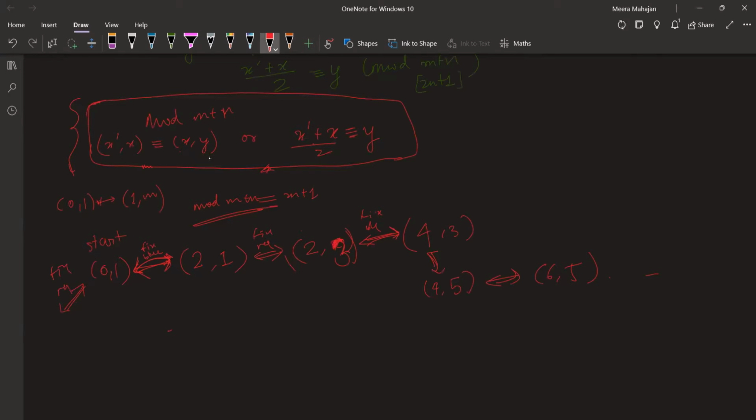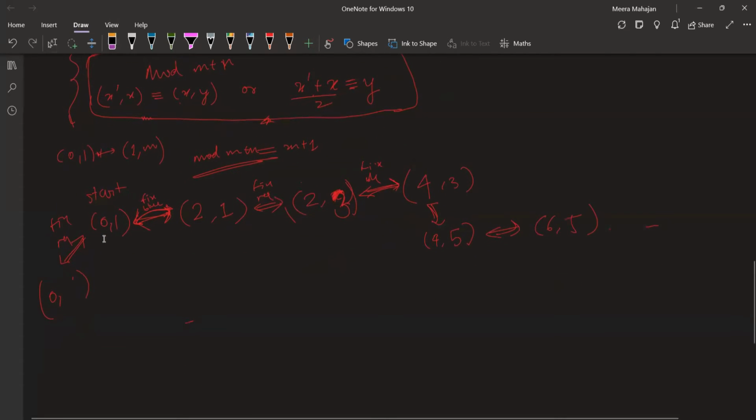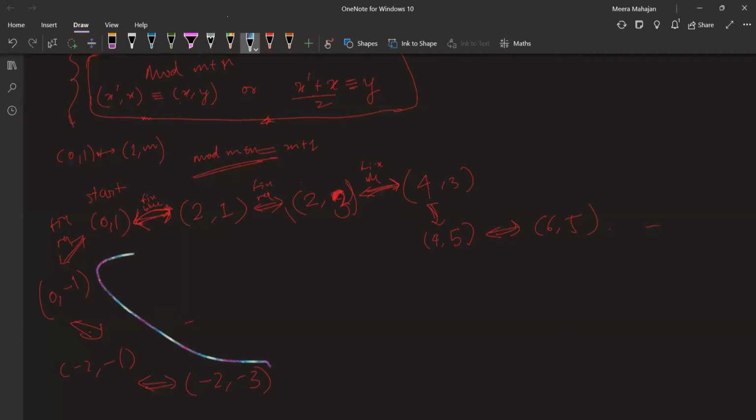Instead of this, if we fix red, like in the other direction, you go to 0 comma x prime, then you'll get (x prime plus 1) over 2 is 0, and hence x prime is minus 1. And similar to this side, you get minus 2 comma minus 1. Then minus 2 comma minus 3, and so on. This is some weird, but you see it in this direction.